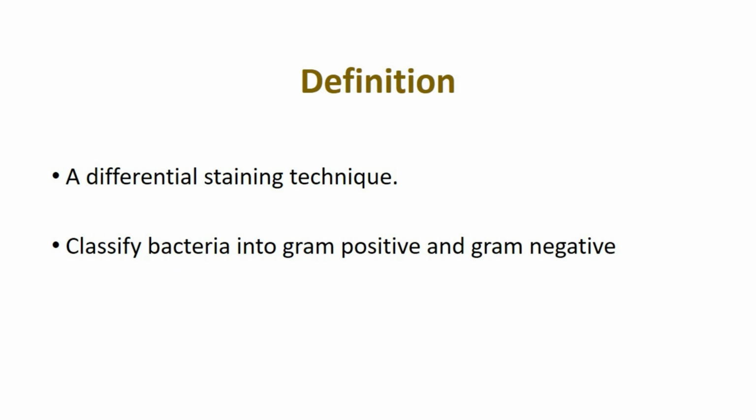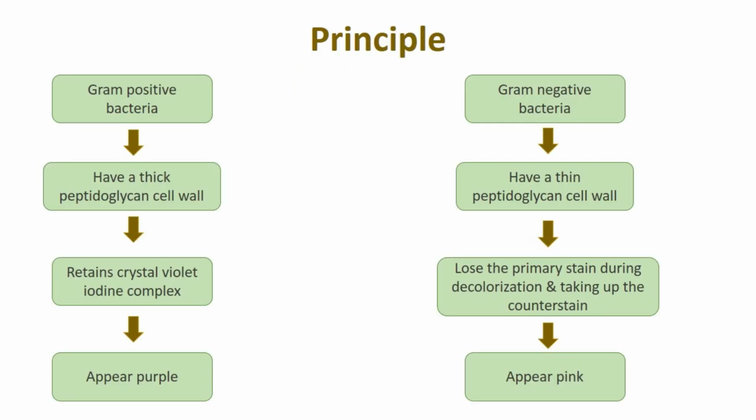Gram staining technique was developed by Hans Christian Gram in 1884. This is a differential staining technique. This staining method differentiates bacteria into gram-positive and gram-negative organisms. The principle of gram staining is based on the difference in the structure and composition of bacterial cell walls, especially the thickness of the peptidoglycan layer.